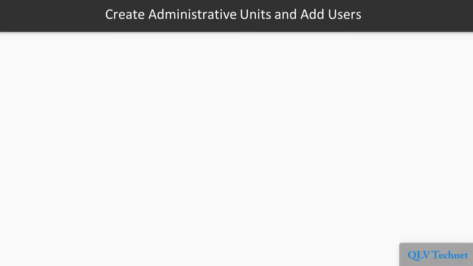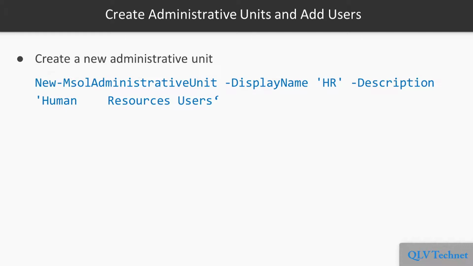The next topic we want to address is the need for the delegation of administrative tasks. Azure Active Directory provides a solution with administrative units. These objects are only manageable with PowerShell. Actually, there is no UI option available. With the new MSOL Administrative Unit cmdlet, we create a new administrative unit called HR. This example allows the HR members in smaller companies to directly modify user information without the need of IT professionals.